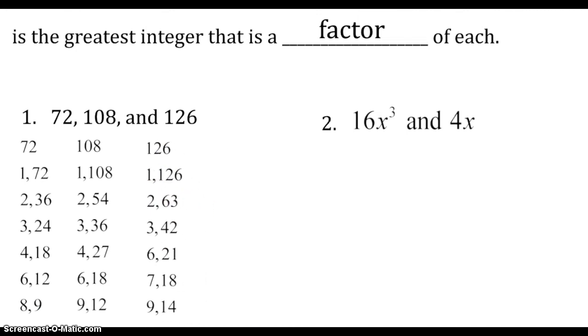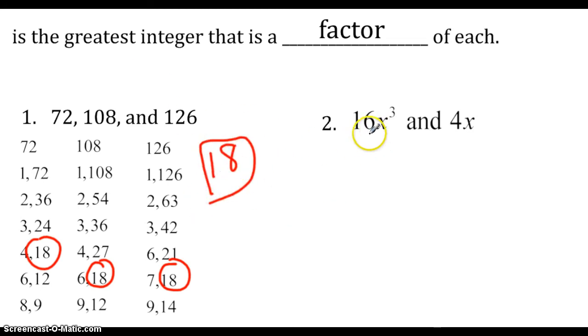So when I look at these, I have to find the largest number that's between all of them. I see an 18 here, I see an 18 in this one, and I see an 18 in this one. That is probably the largest number. So with that being said, my GCF of 72, 108, and 126 is 18.